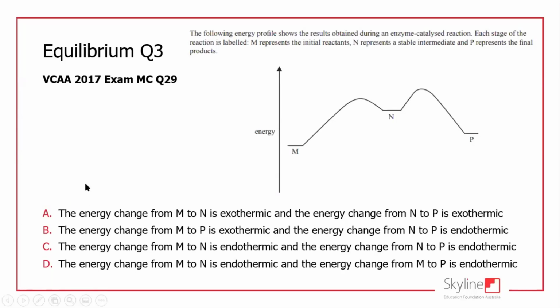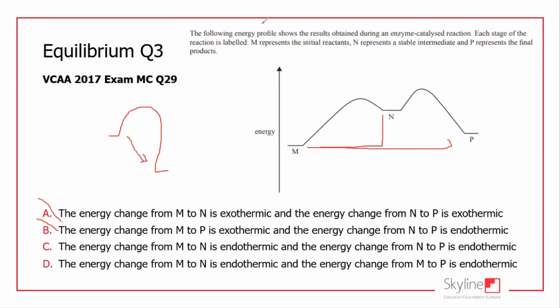So let's go through. Energy change from M to N is exothermic. Well, when we have one of these graphs, exothermic is where we lose energy, where the total energy of the products is less than the total energy of the reactants, because energy is being released into the system. So therefore we know it can't be A. Energy change from M to P is exothermic, but M to P is also an increase, so that can't be true. M to N is endothermic. Well, that could be true.